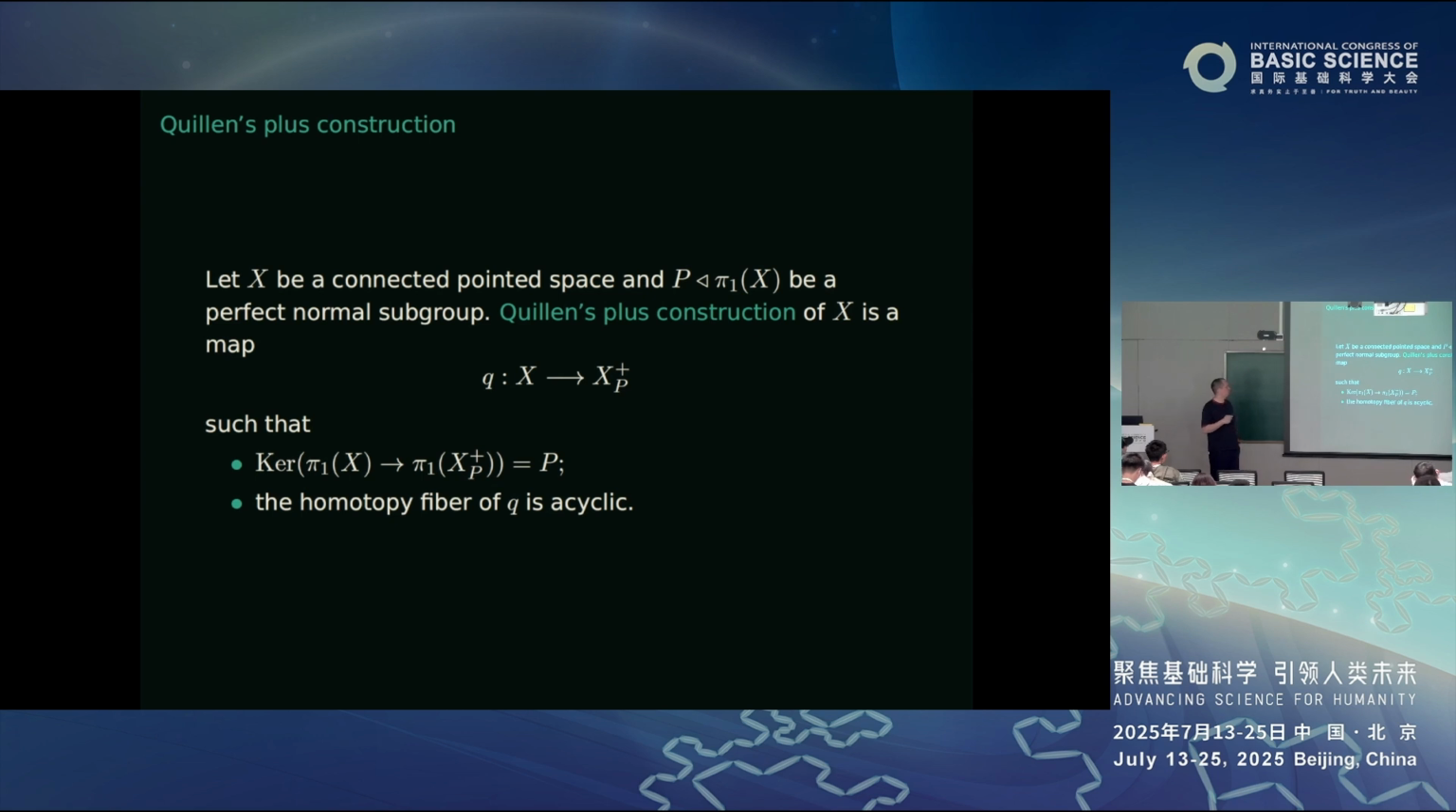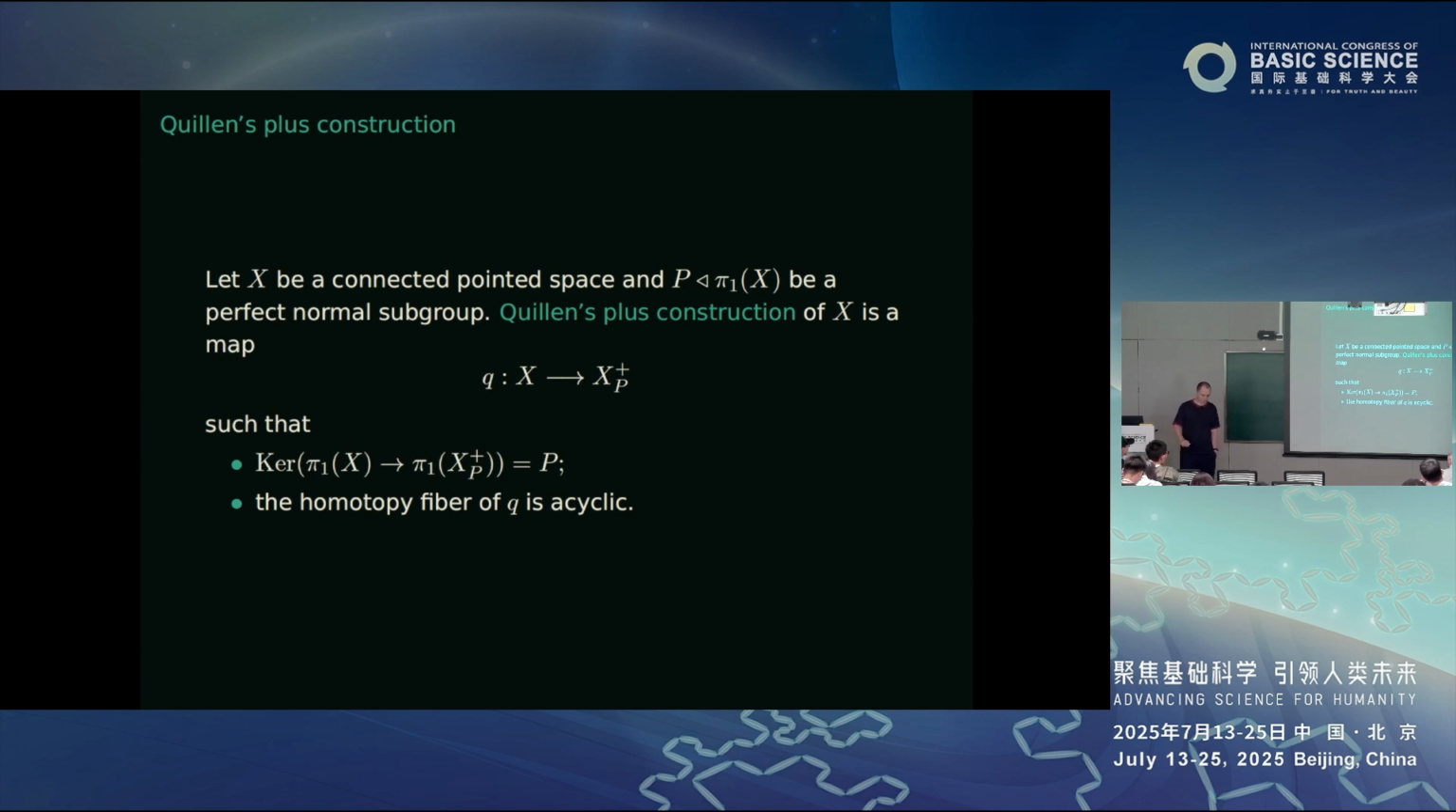If you have a connected pointed space X, and you have a perfect normal subgroup P inside the fundamental group, the equivalence plus construction of X corresponding to P, which depends on P of course, is a map to a new space which is uniquely defined by the following two properties. The kernel of the map induced on the fundamental groups is P, and the homotopy fiber of Q is acyclic.